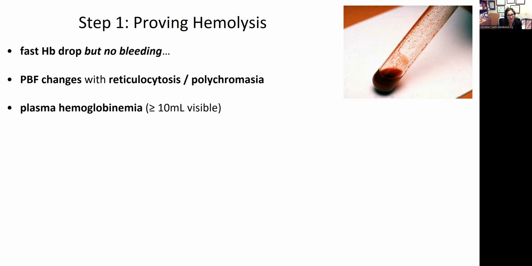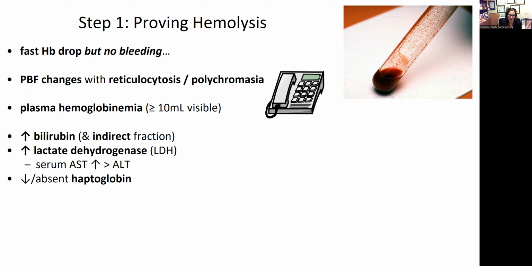So plasma should look yellow, but if it's looking pink or red, that could be a sign of hemolysis for whoever's managing the specimens in whatever lab. So you can call the lab to make a blood film for you or to ask what the plasma looks like. But generally speaking, we gate on biochemistries. So is there hyperbilirubinemia? Is there a high LDH? Is haptoglobin scavenged out to the point of depletion or low levels?